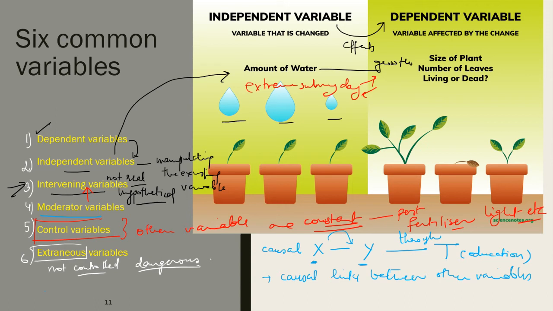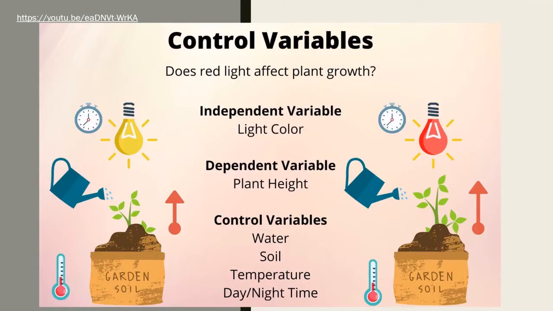Now, if we are studying whether red light affects plant growth, we'll have an independent variable that will be the color of the light. One is yellow light and the other one is red light. Now, the dependent variable will be the plant height, because whether red light is going to affect the growth or the yellow light, that we have to study.